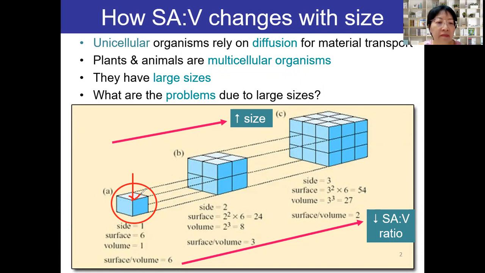Sufyan? What does it need to take from external environments? Nutrients. Yes, nutrients like carbohydrates, lipids, proteins, right? Other than nutrients, what else?